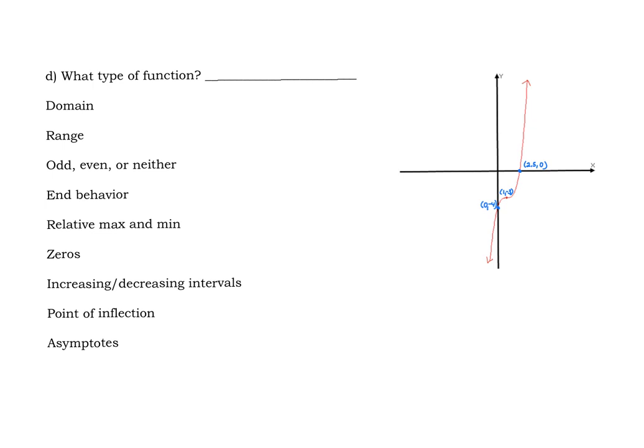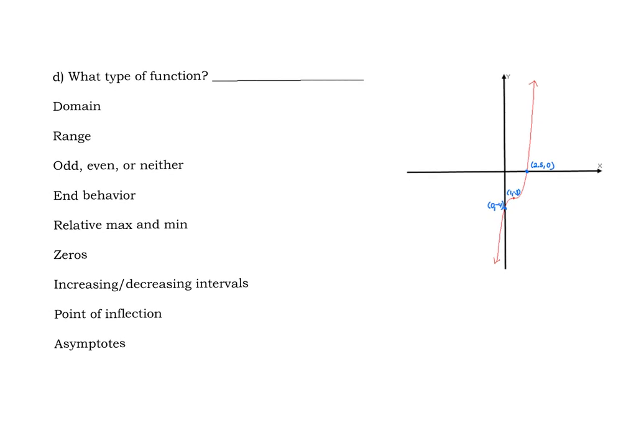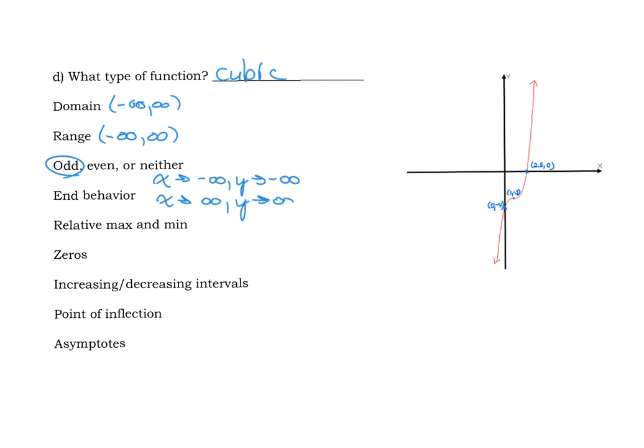Okay, this is a cubic function. The domain is negative infinity to infinity, and the range is also negative infinity to infinity because it's arrows, arrows, arrows, arrows. This is odd. The end behavior is as x approaches negative infinity, y is approaching negative infinity. As x approaches infinity, y approaches infinity.